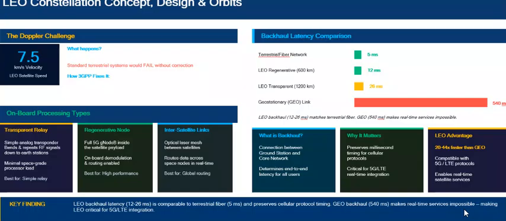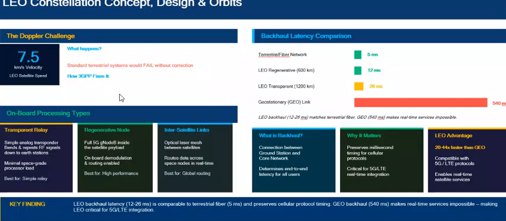Every time the satellite is near to the user equipment, it has a strong signal. Whenever it goes far from the user equipment, it has a less strong signal because it is moving at 7.5 kilometers per second. So a standard terrestrial system will fail. But how this Doppler challenge is fixed, we'll see.